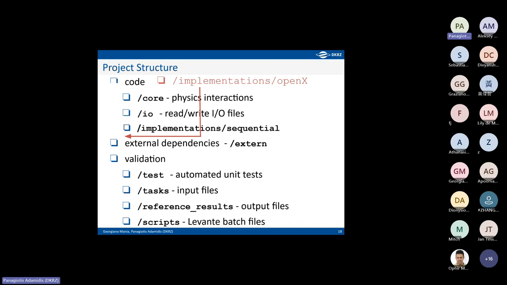It contains an external dependencies folder, which at the moment contains only the Google Test platform that we need in order to run the unit tests that we have so far. And we have a validation part of the repository. The test folder contains the unit tests for the given code. The tasks folder contains two input files, one very small one that we call debug, and it has seven arrays, each array with maybe 11 cells and three levels, so with 33 elements.